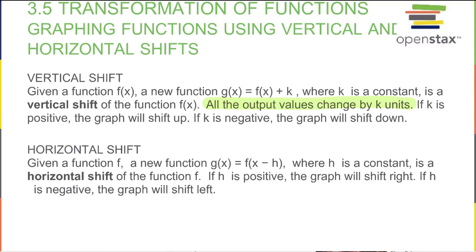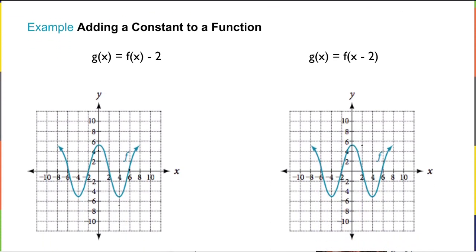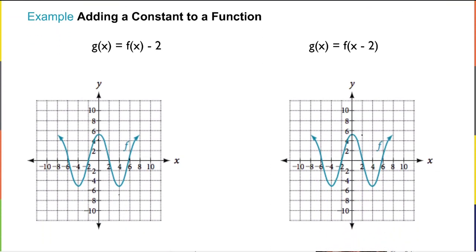For a horizontal shift, given a function f, a new function g of x equals f of x minus h. Now notice here we're adding k to the outside of the function, so adding k to the whole function. Here we're subtracting h from x, just from the x, where h is a constant, is a horizontal shift of the function f. If h is positive, the graph will shift right. If h is negative, the graph will shift left. So we're going to do these shifts.